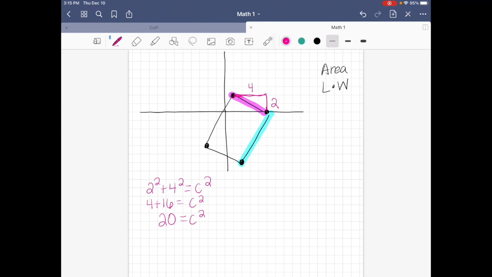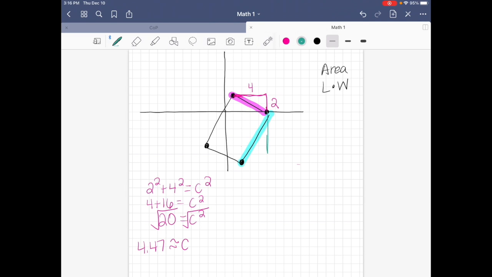Now we do not want to leave that as 20, because we're going to have to take the square root of that value. So when we go to take the square root, we're going to round our decimal. When I did the square root, I got c is approximately 4.47.